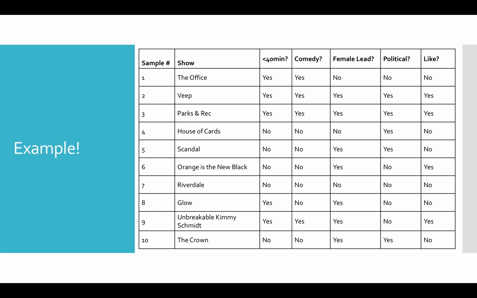Let's run through an example. Now that you understand how it works, let's make sure that you can actually do it. We're going to use this data set for the rest of the presentation. This consists of 10 samples of different TV shows. And there's features including, is the show less than 40 minutes? Is the show a comedy? Does the show have a female lead? Is the show political? And the label is going to be, do I like the show? So this is a very small portion of basically a data set that Netflix would use to predict new shows for you to watch. Let's build a decision tree such that I can predict whether or not I will like new shows.